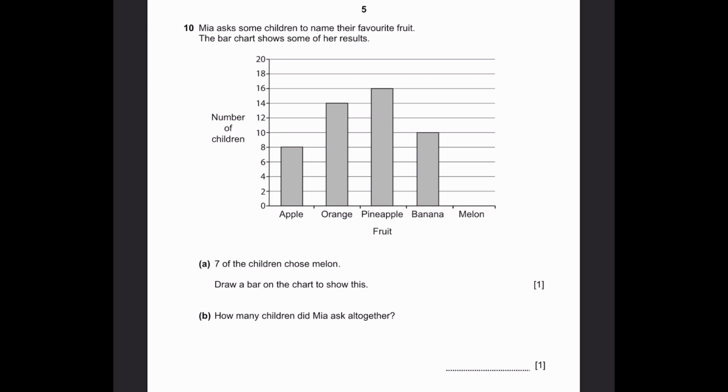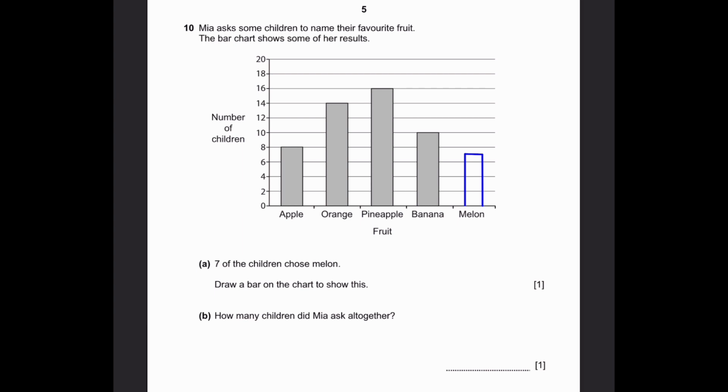We measure this width and draw for melon, which will be something like this. Just remember, you need to measure this width and make sure that this width is the same as this one when drawing the bar. The height has to be in the middle of 6 and 8, which I have drawn like that, which is 7. That's the answer. B.